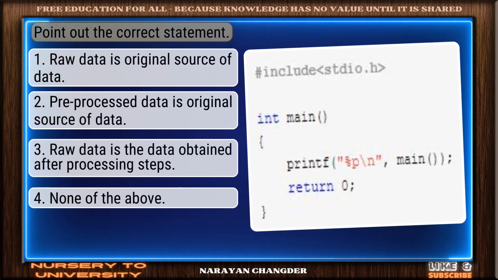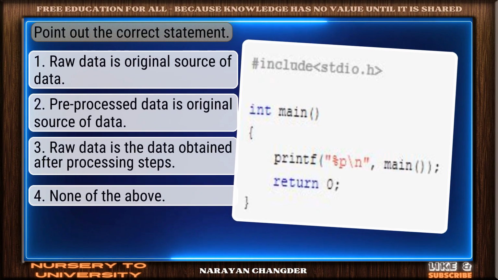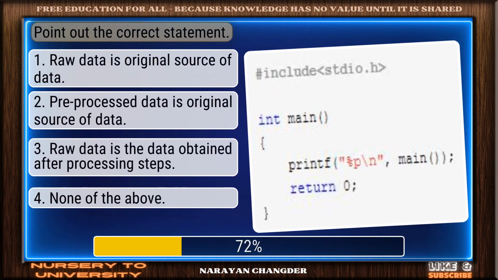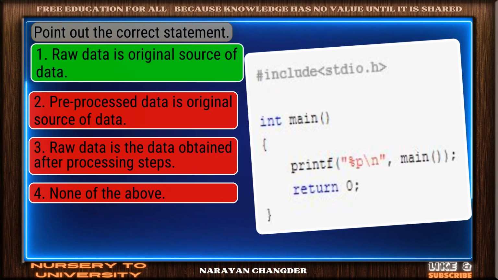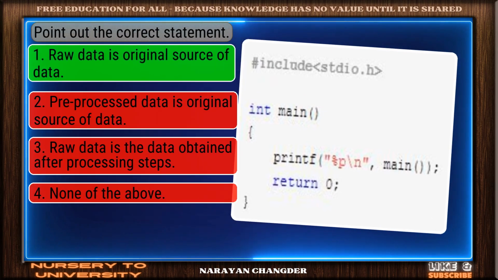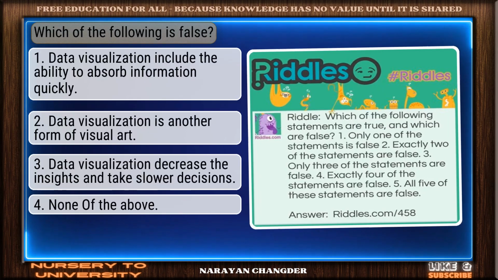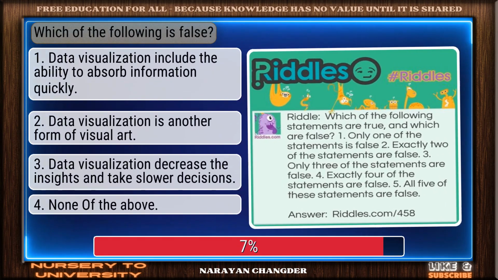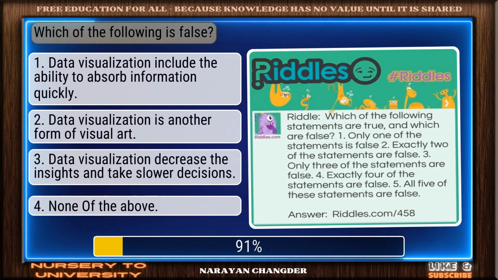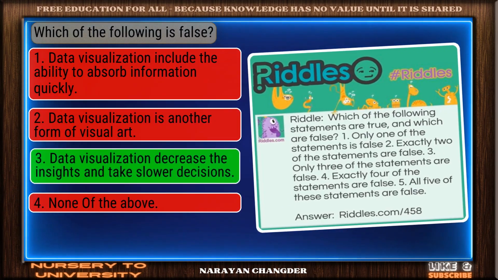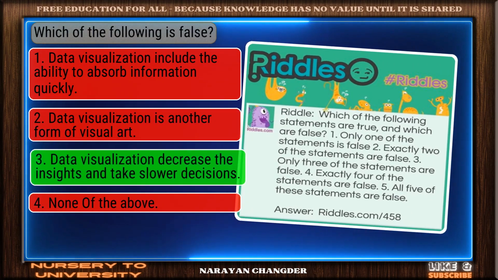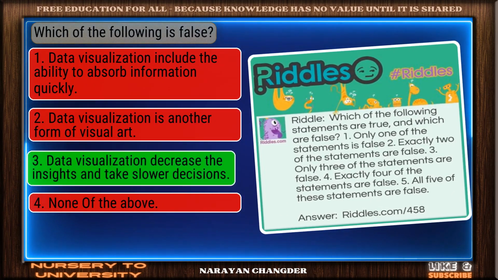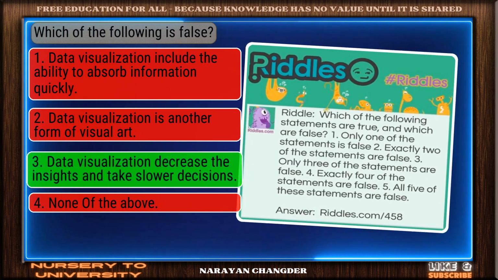Question number 65. Point out the correct statement. On track. Raw data is original source of data is the correct answer. Question number 66. Which of the following is false? Good job. Your answer, data visualization decreases the insights and takes slower decisions, works well here.